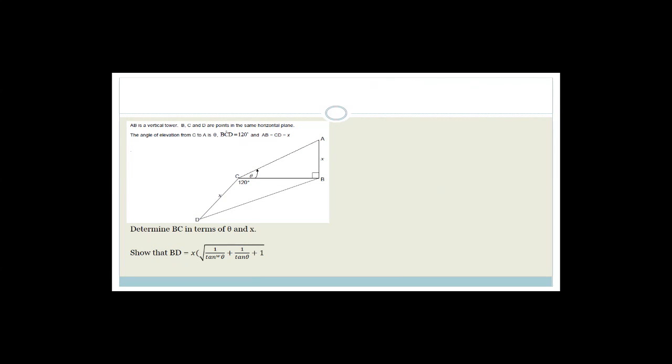Okay. Now we've got another 3D question. We've got AB, which is a vertical tower. We've got B, C and D, which are on the ground. So again, color it in. It says the angle of elevation from C to A is theta, and BCD happens to equal 120 degrees, and AB equals CD, which equals x. So that is equal to that.